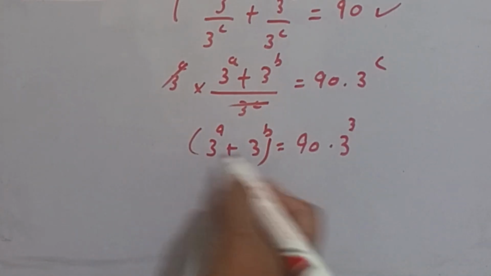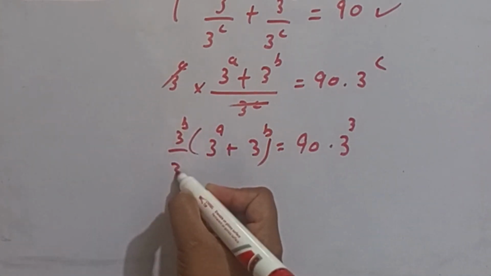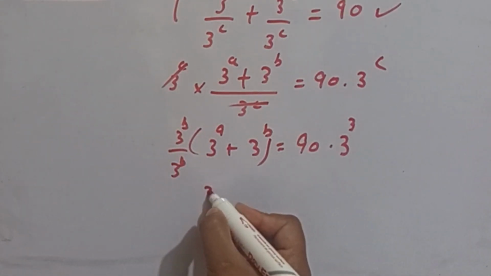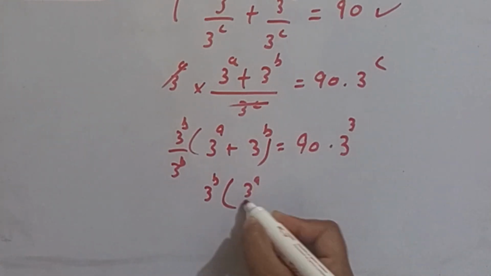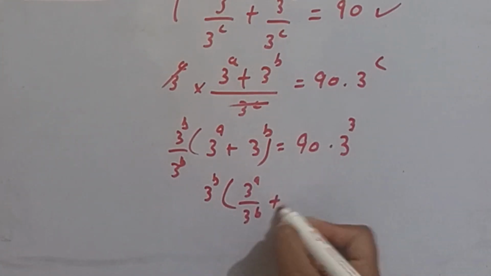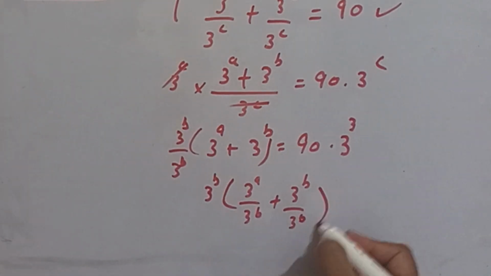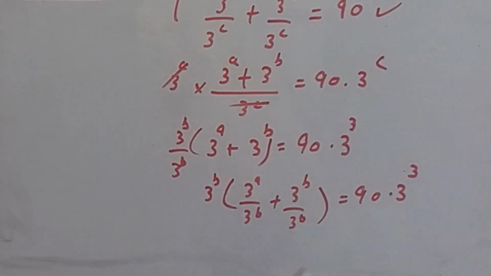We multiply and divide this side by 3 raised to the power b. Multiply this value and also divide this value. In the next step, we write this as 3 raised to the power b multiplied by 3 raised to the power a over 3 raised to the power b, plus 3 raised to the power b over 3 raised to the power b. This is equal to 90 multiplied by 3 raised to the power 3.